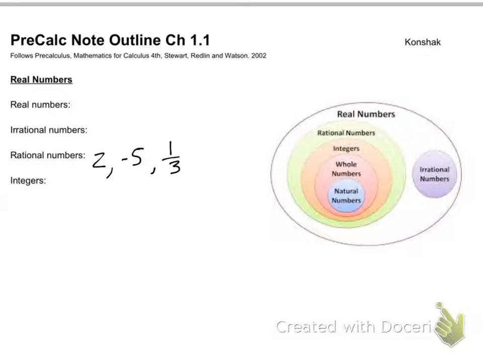You write this down. Rational numbers are anything that can be written as a fraction. 2 can be written as a fraction. What would that fraction be? What would 2 be as a fraction? 2 over 1. Because anything can be written over 1. Okay? Without having decimals and all those things.